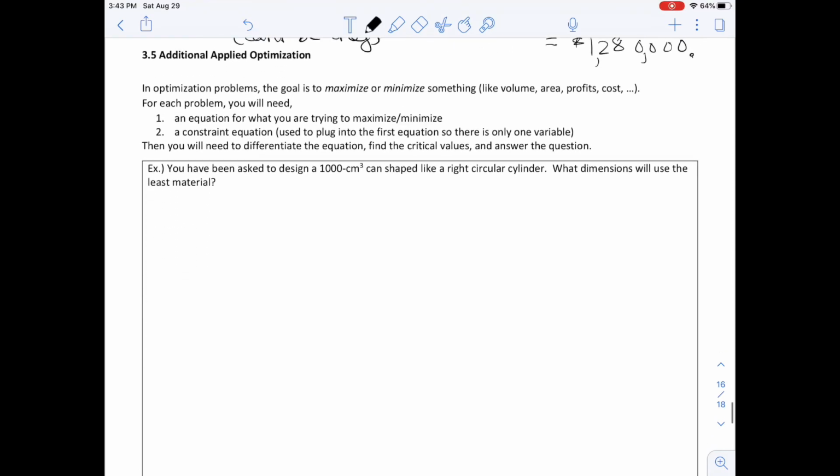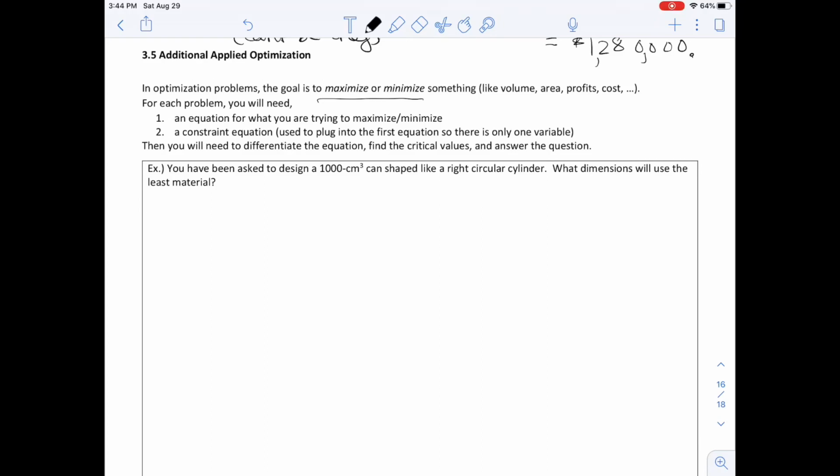The next section that we have is section 3.5, which is additional applied optimization. And this says, in optimization problems, the goal is to maximize or minimize something, like volume, area, profit, cost. For each problem, you will need two things. First one is going to be an equation for what you're trying to maximize or minimize, and also a constraint equation used to plug in the first equation, so there is only one variable. Then you will need to differentiate the equation, find the critical values, and answer the question.